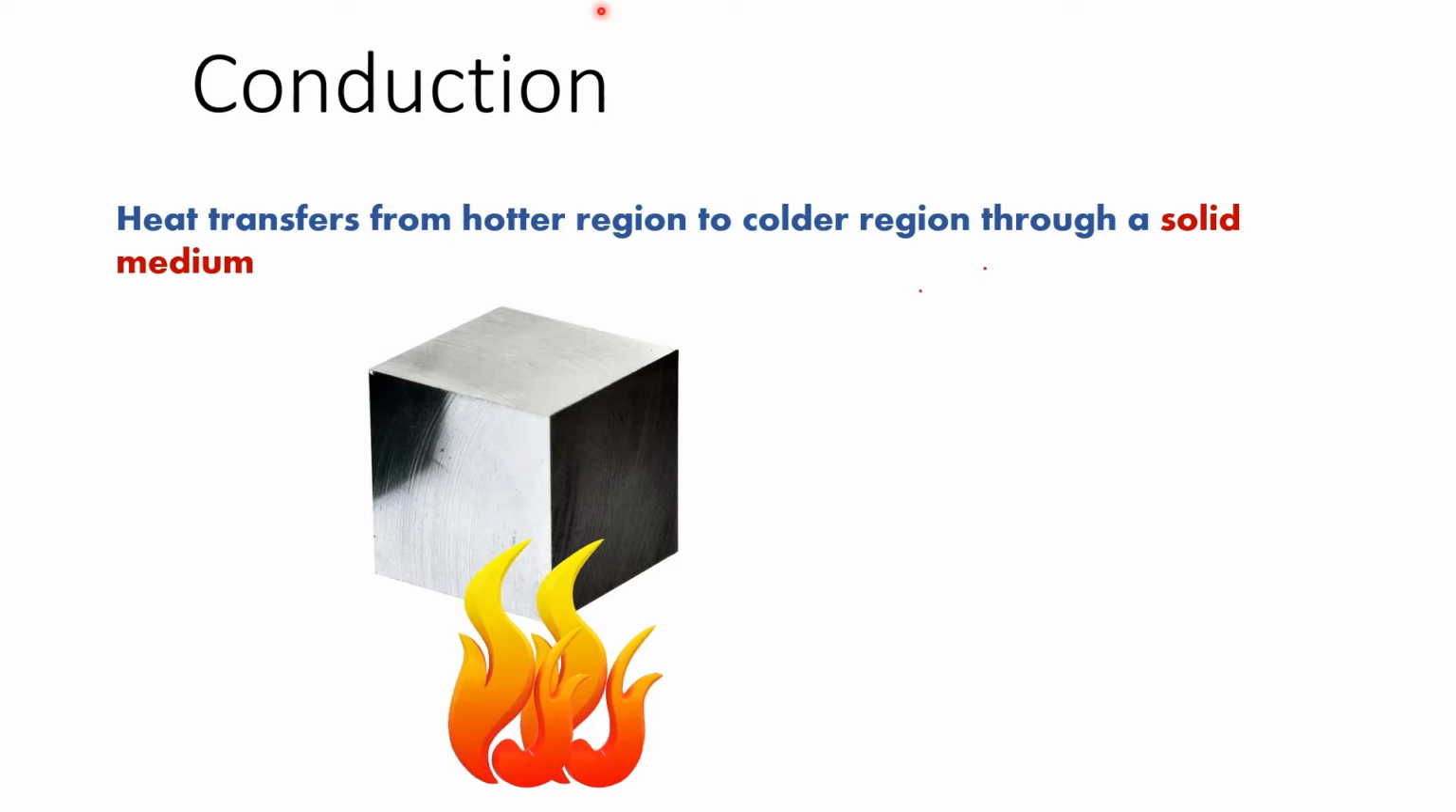Heat flow happens in three different ways. The first way of heat flow is conduction. In conduction, heat transfers from hotter region to colder region through a solid medium. The medium must be solid in conduction. As an example, the metal cube is heated.